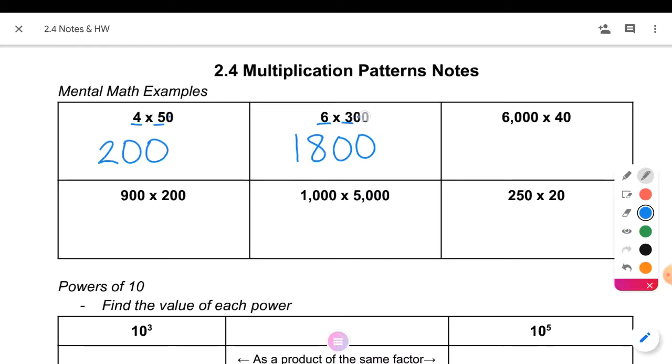What'd you say? 3. I think you were right the first time. But we count all the zeros in the problem. So 1, 2, 3, 4 zeros in my problem. So I need to add 1, 2, 3, 4 zeros to my answer. And then I start at the back, count 3, put in my comma.